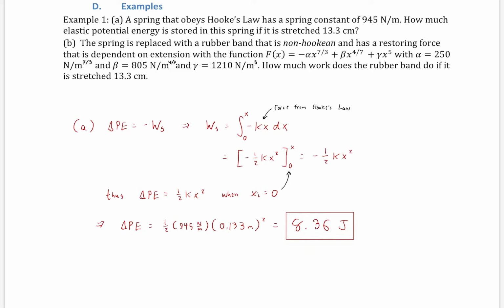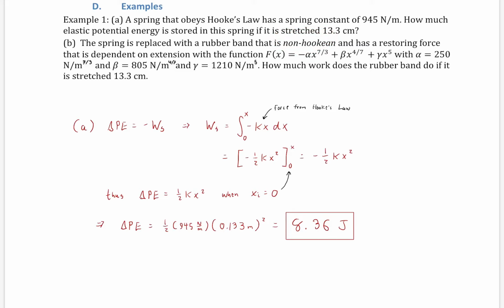Excellent. Now again, this is an easy formula to have at hand, and it applies to any Hookean spring, that's the spring that obeys Hooke's law. But what about springs or elastic materials that don't? Then you have to integrate, because you can be given any force function. And that's what I have in part B. Now the spring is replaced by a rubber band that is non-Hookean, so it does not obey Hooke's law.